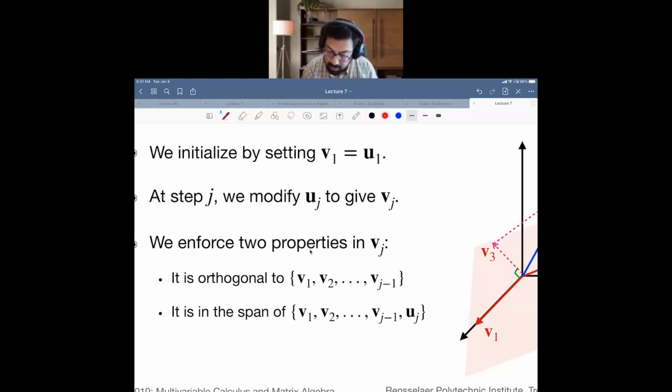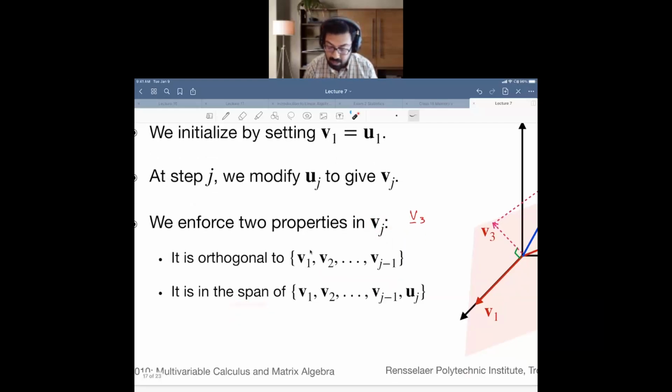I already got v1. But if I was trying to find out what my v2 is, not v2, let me make it 3. If I was trying to go for v3, some rotated version of u3, I would have to enforce that v1 until vj minus 1 have to be orthogonal to each other. So in this case, v3 has to be found in such a way that v1 and v2 are orthogonal to each other, right? So for vj, all the previous ones are orthogonal to each other.